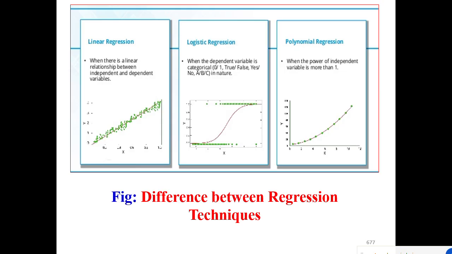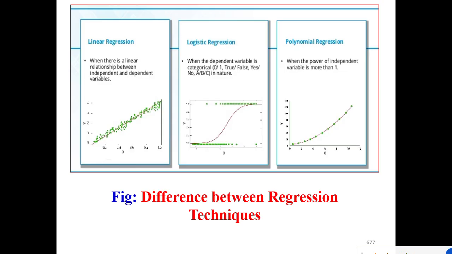Then if it is a polynomial regression, like non-linear regression, when the power of the independent variable is more than 1, like x1, x2, x3, x4, with only one dependent variable and a number of independent variables. In that case, y is equal to ax square plus bx plus c. That is non-linear regression. What is linear regression? y is equal to mx plus c.